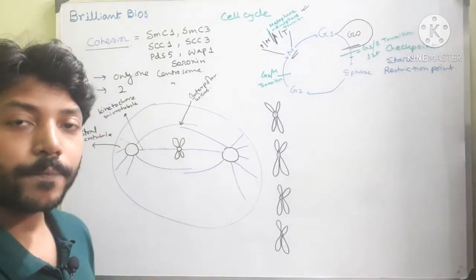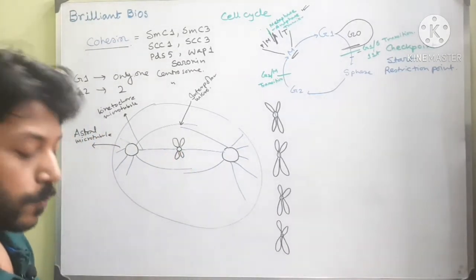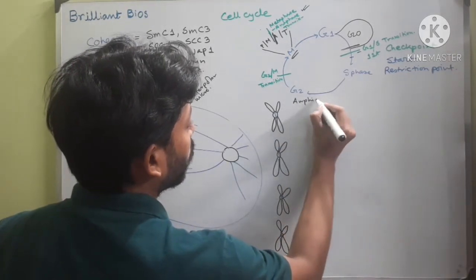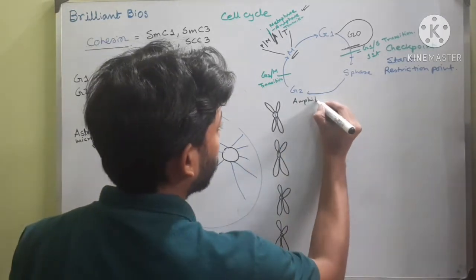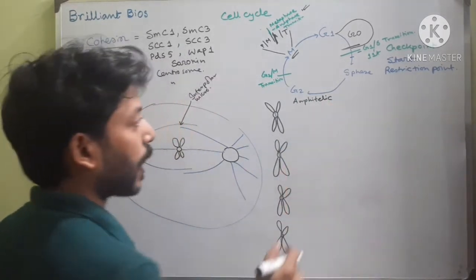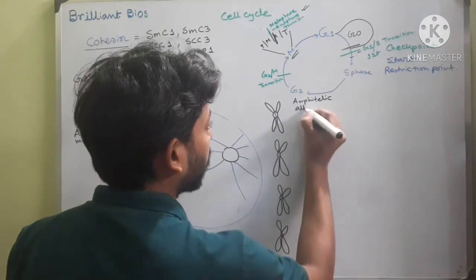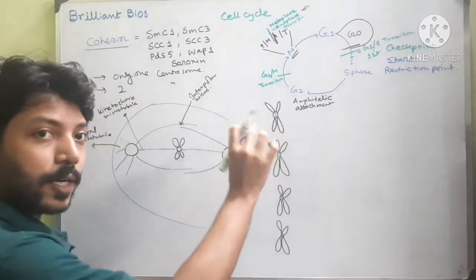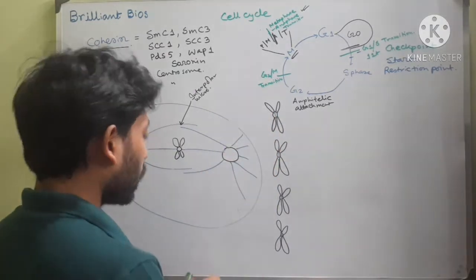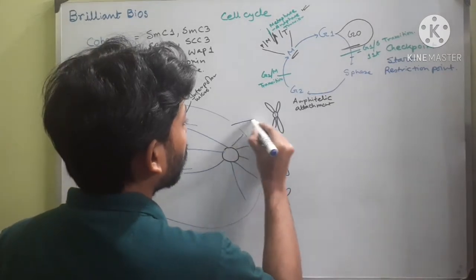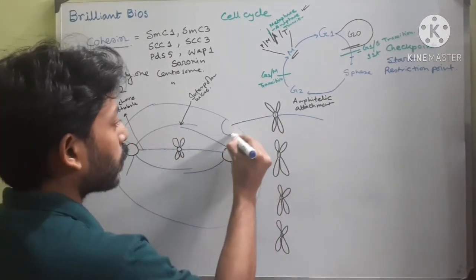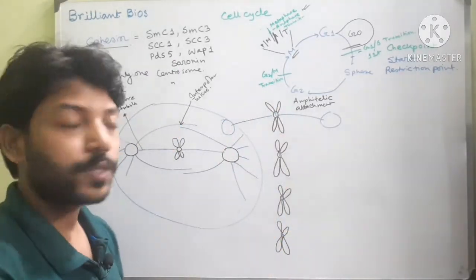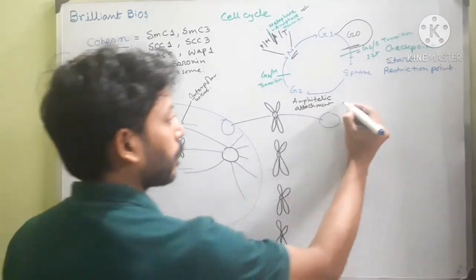Now the perfect situation is called amphitelic. That is the perfect arrangement of the microtubules, amphitelic attachment. In this situation, both kinetochores attach with microtubules from the 2 centrosomes. Let's suppose this is a centrosome and this is a centrosome. 2 microtubules attach with these 2 different kinetochores. This is called amphitelic arrangement. This is the perfect one.